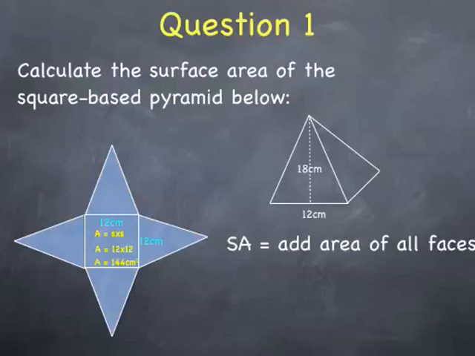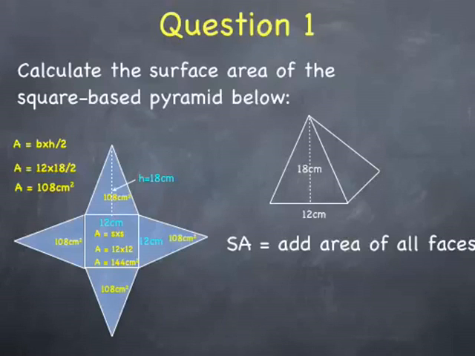All 4 triangles are exactly the same size because they come off a square base. There's the height. It has a base of 12, and the height is 18 centimeters. So we use our formula for triangles. Area equals base times height divided by 2 equals 12 times 18 divided by 2 equals 108 square centimeters. Now, as I said, they're all the same. They're identical, so 108 for all of them.